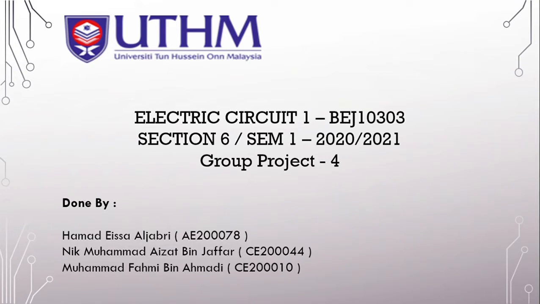My matric number is AE2000078. This is group project number 4 in Electric Circuit 1, BEJ10303, section 6, semester 1, session 2020-2021. This project was done by Hamad and my colleagues Nik Muhammad Izzat bin Ja'far and Muhammad Fahmi bin Ahmad.